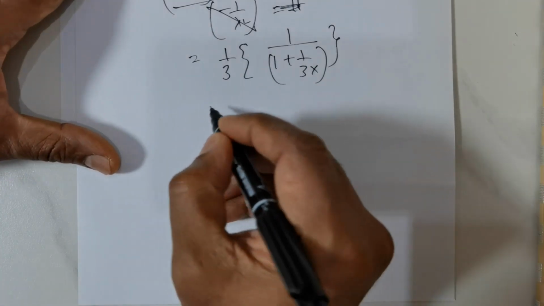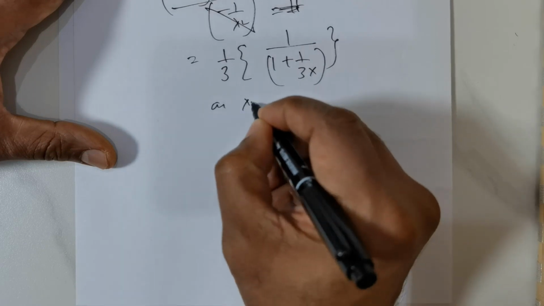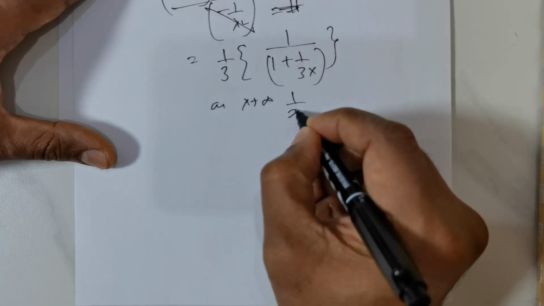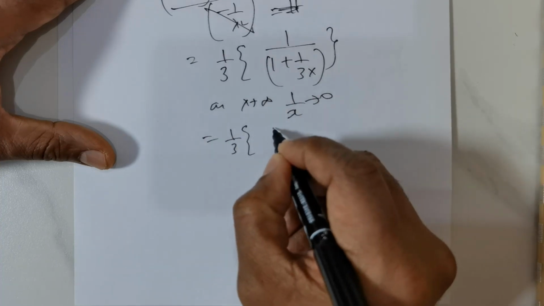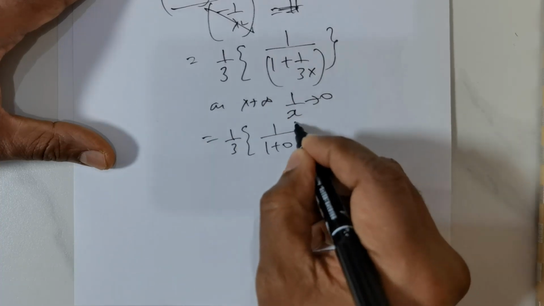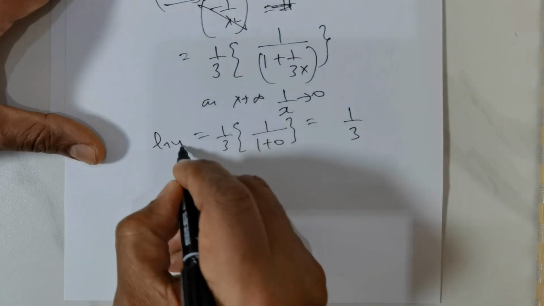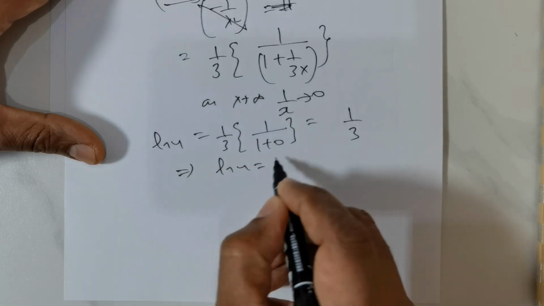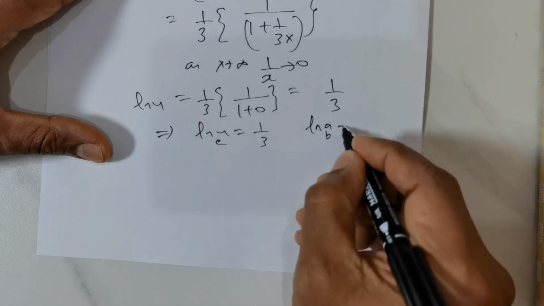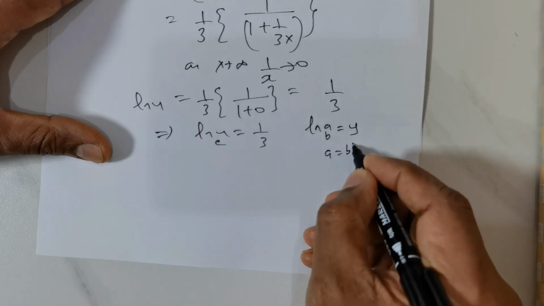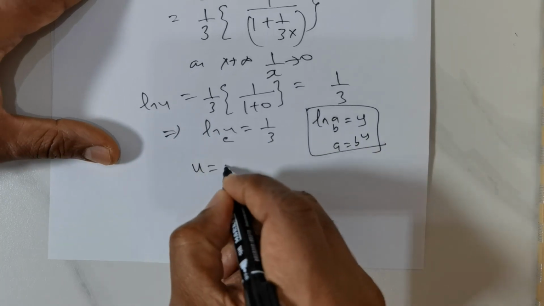So what happens here? As before I could go to the left, I'm going to apply limits. As x tends to infinity, 1/x will tend to 0. So this would give me 1/3 times 1 over (1 + 0), which is equal to 1/3. Now on the left I got ln u. So this means ln u is equal to 1/3, but this is to the base e. Now if ln a to the base b is equal to y, then a is equal to b raised to the power of y. So by that property you get u is equal to e raised to the power of 1/3.